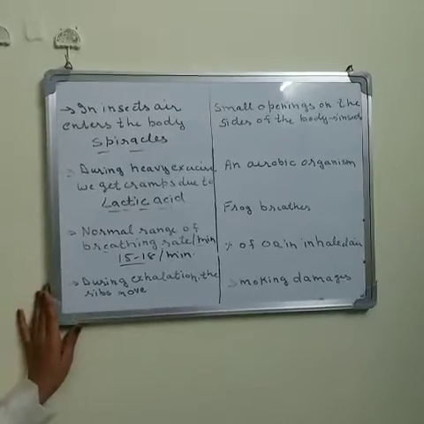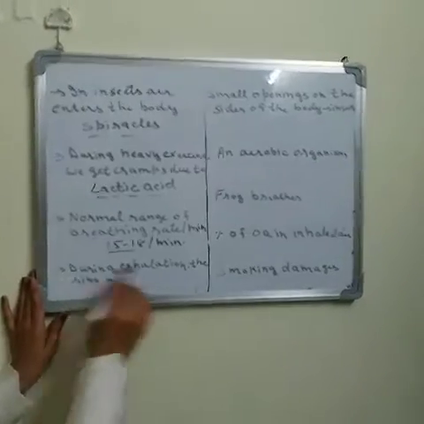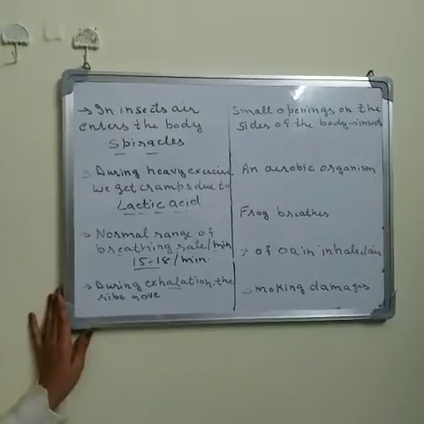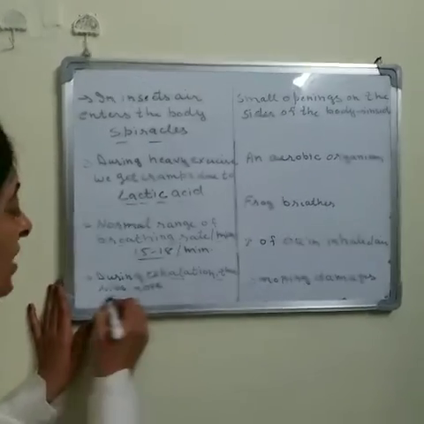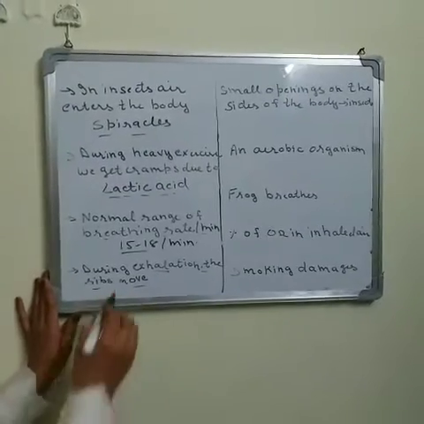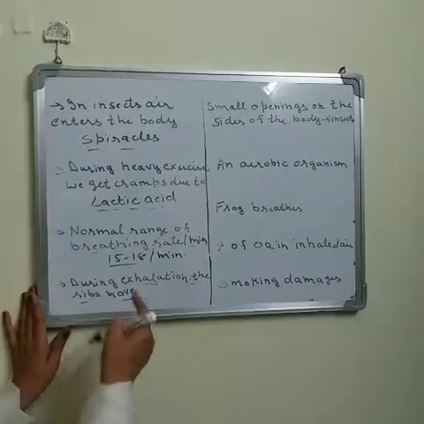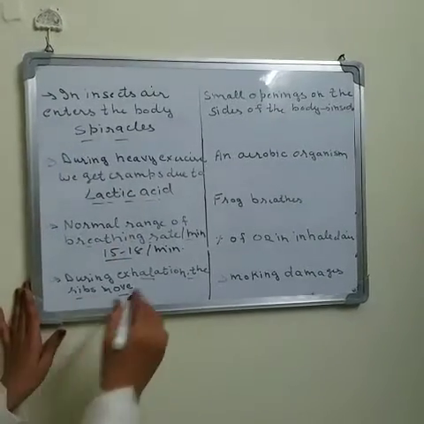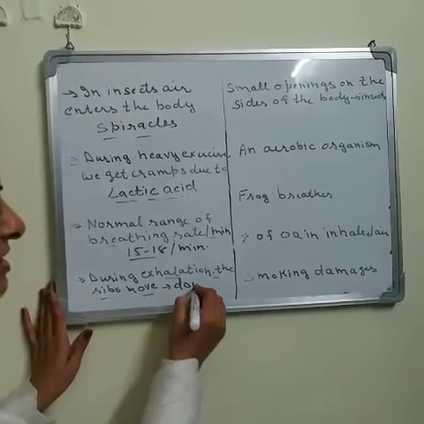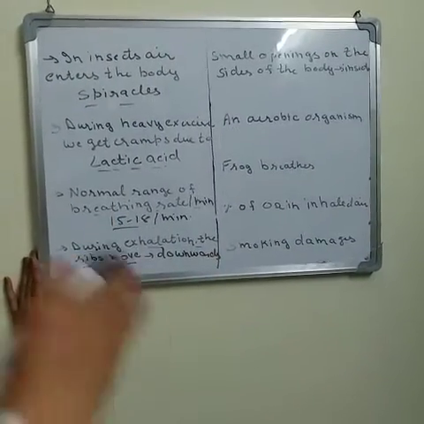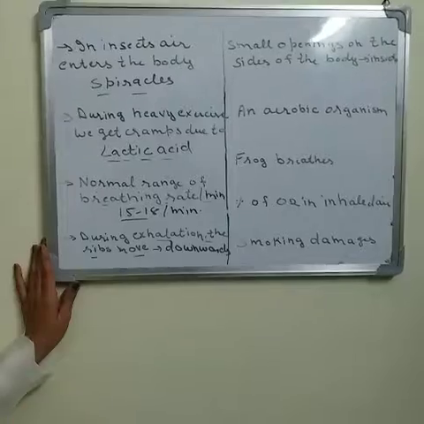Okay. Now the next one, during exhalation. Exhalation means when we give out the air from the body, the ribs move. Do they move downwards or outwards? What do you think? Yes, during exhalation, the ribs move downwards so that the air will come out from our body, from the lungs.